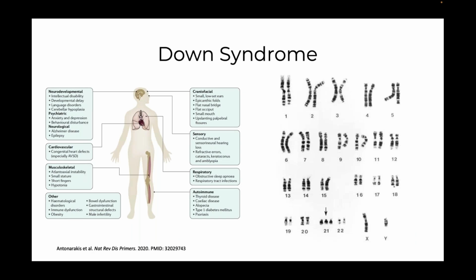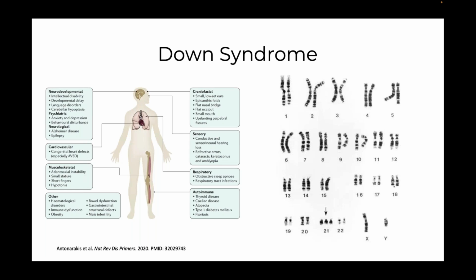So to introduce everybody to Down syndrome, in case you're not familiar, it is a systemic condition that results in many effects to many body systems. And so on the left-hand side is a schematic of all of the organs as well as the clinical manifestations that happen in individuals with Down syndrome.